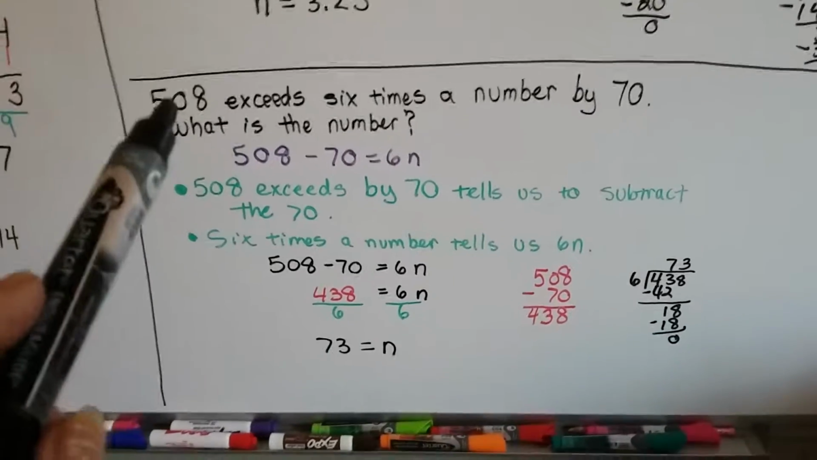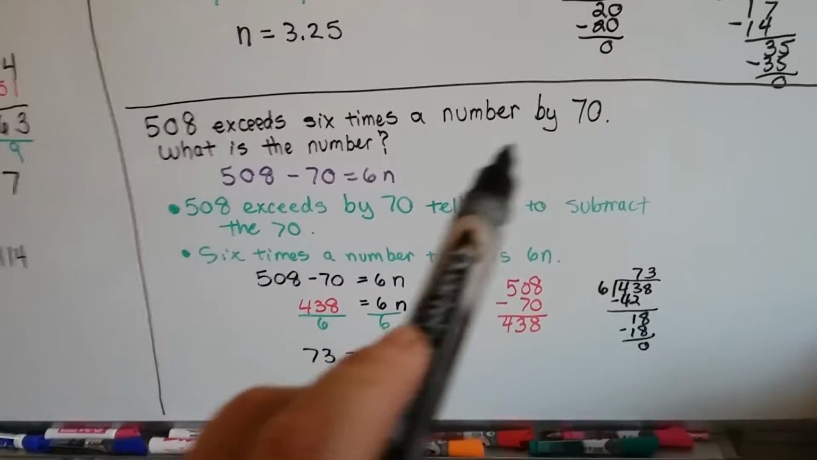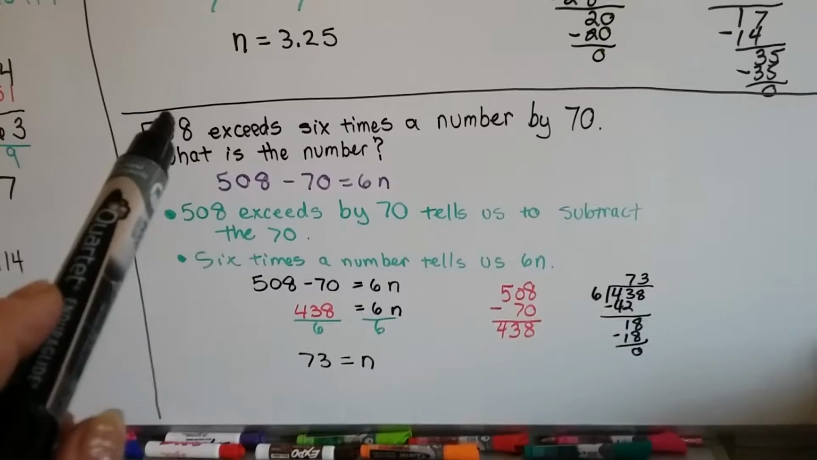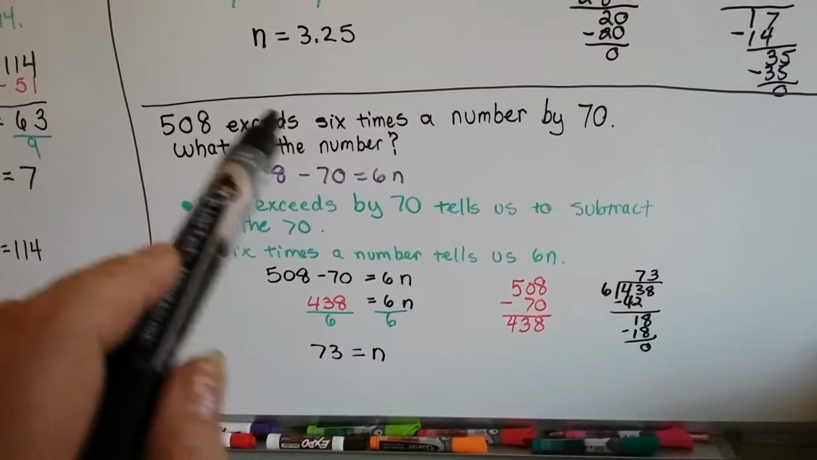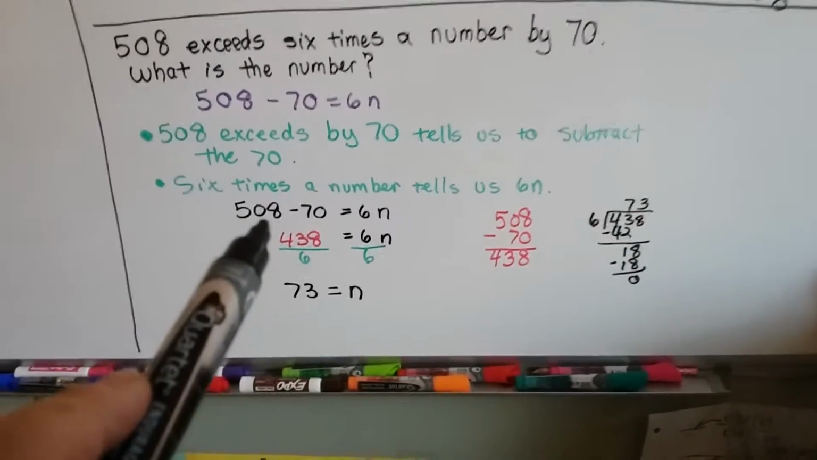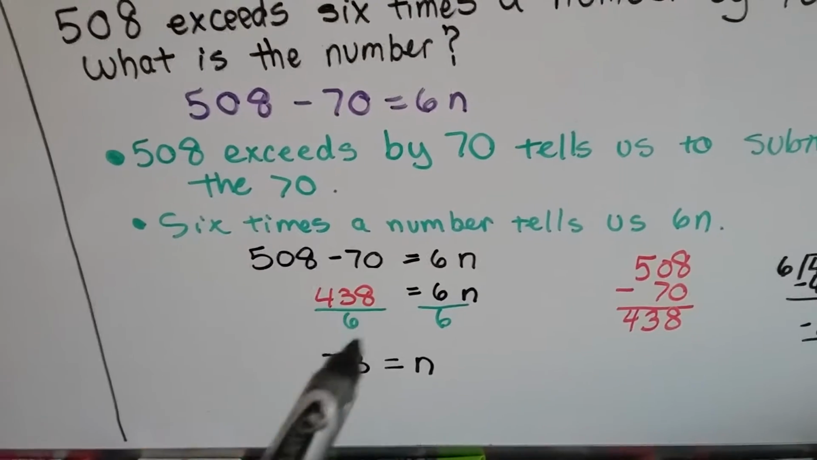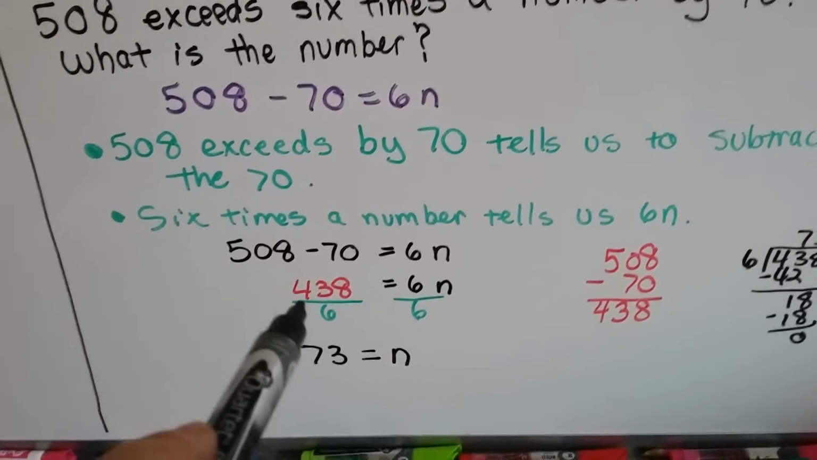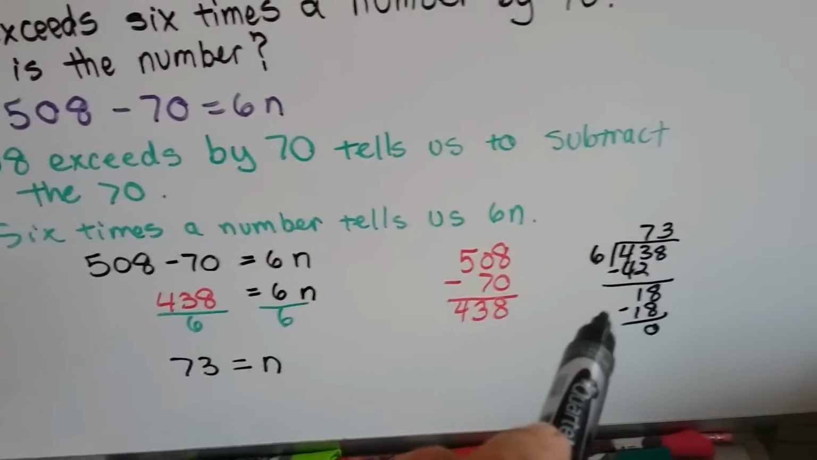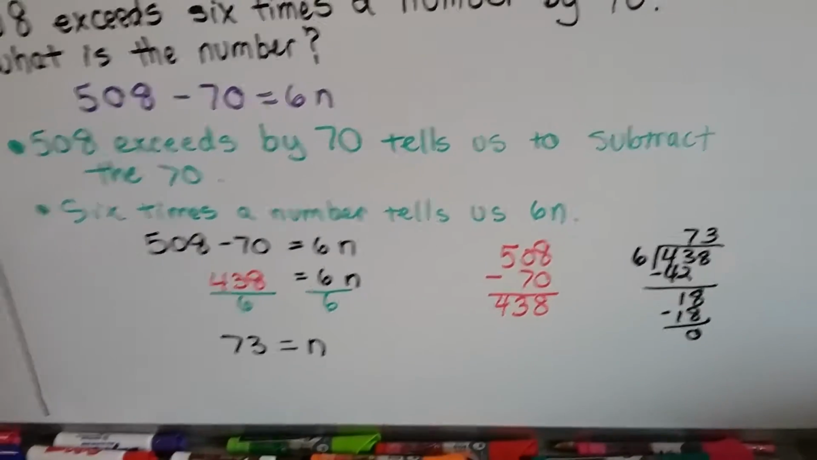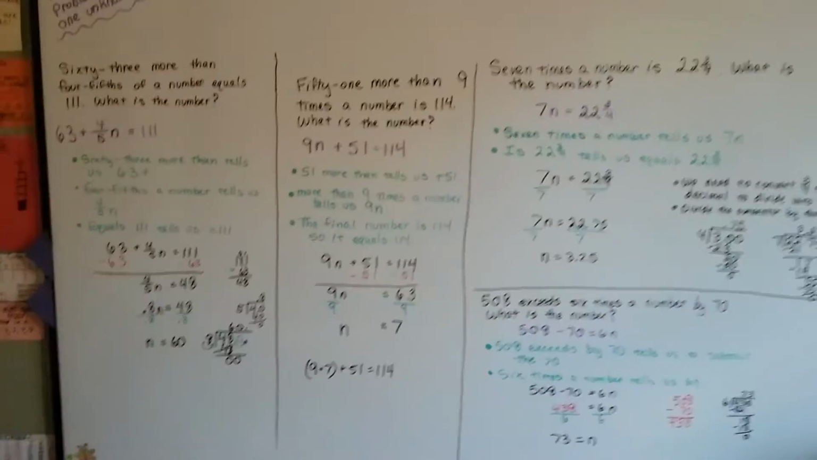Now look at this very carefully. 508 is going past 6n by 70. So that means 508 is too big by 70 to equal the 6n. So we need to take that 70 off. Then it won't be too big anymore. Okay? So 508 minus 70 equals 6n. We need to get the n by itself. Well, I did the 508 minus 70, and I got 438. See? Now I can divide both sides by 6 to get the n isolated by itself. 438 divided by 6 is 73. N equals 73.